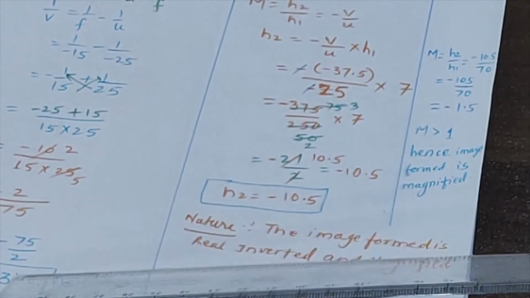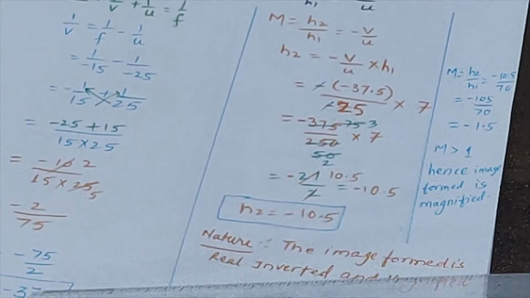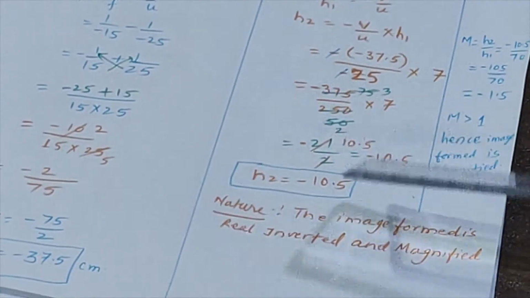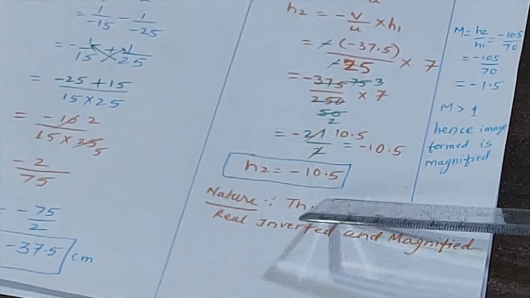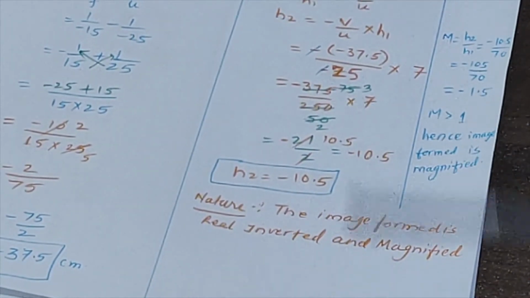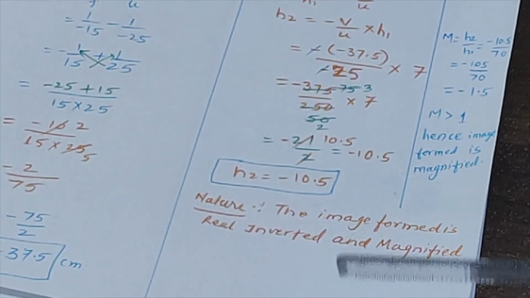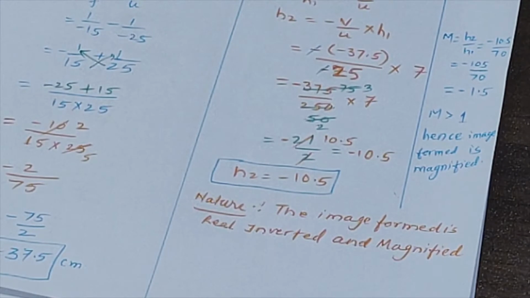So the image formed is at a distance of 37.5 in front of the mirror. That is why this is negative. And here we got the height of the image as minus 10.5, that shows real and inverted. I've got magnification more than 1, which says magnified. So the nature of the image is: the image formed is real, inverted, and magnified.